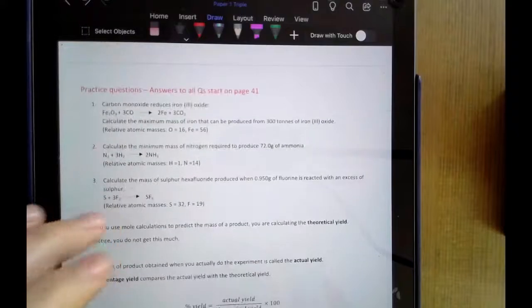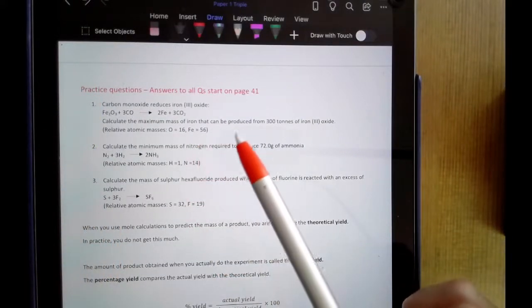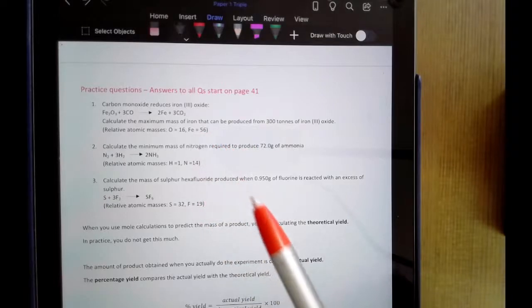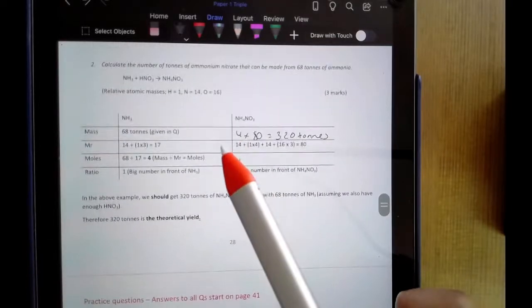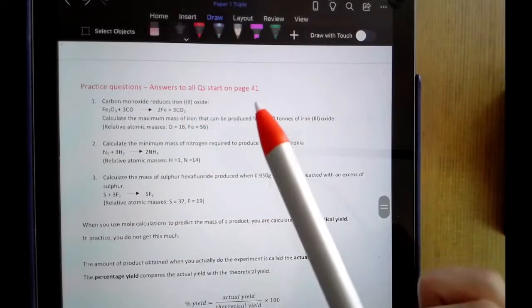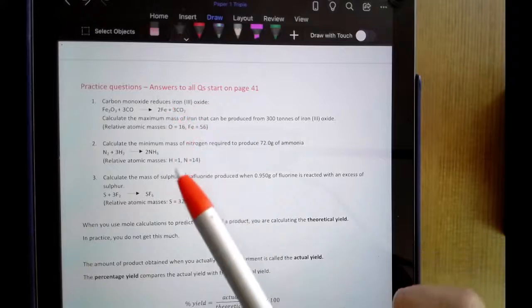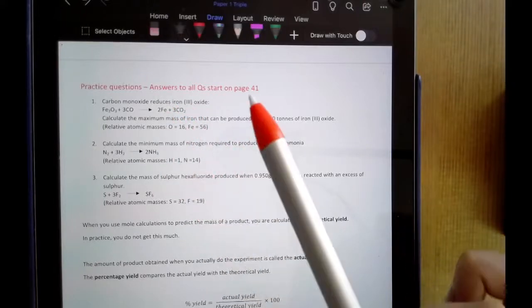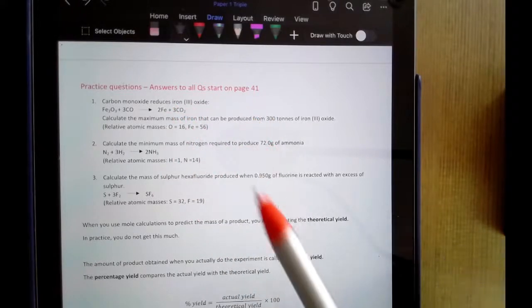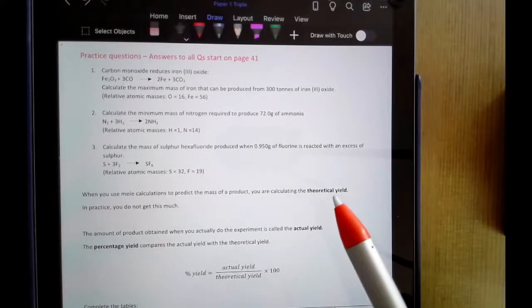So for your classwork next week, I'm going to ask you to complete these practice questions to find the theoretical yield. You're going to draw your moles table exactly as we have done before, and to check your answers you'll go to page 41 and you'll be able to check the answers as you go along. So just practice doing those 3 questions to remind yourself of using that moles table. In each case, when you get your answer, that's going to be your theoretical yield that you are calculating.